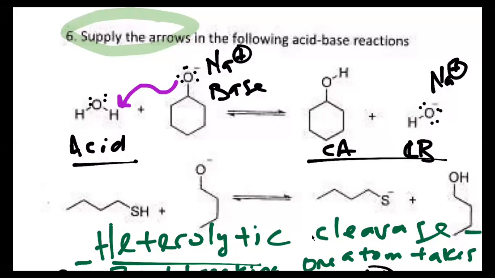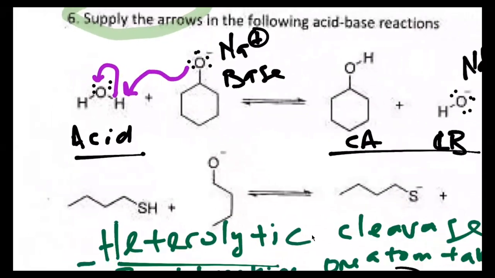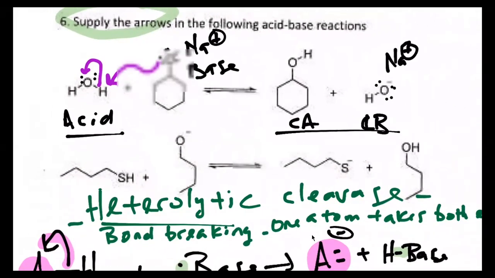When you hear the word mechanism, it's just a step-by-step depiction of how a reaction happens. So the pair of electrons is going to come from oxygen, and then I'm going to break the OH bond and give those electrons to that oxygen. Following? And that never changes for an acid-base reaction. The mechanism will always be the same, no matter what.